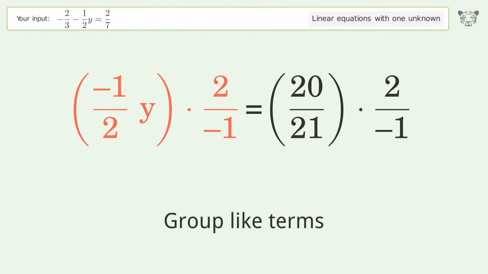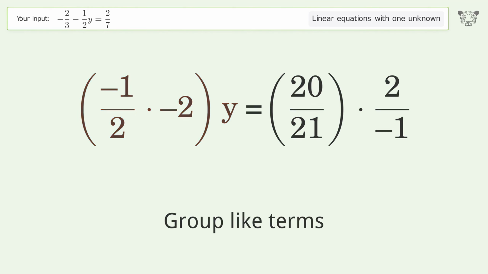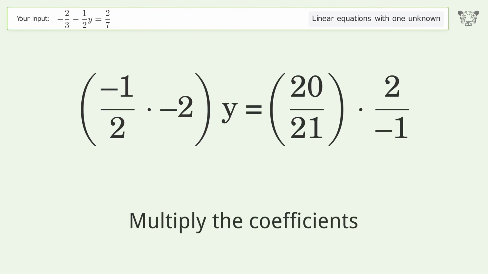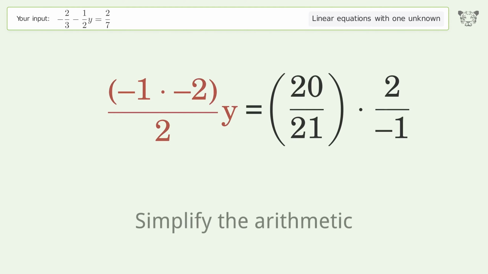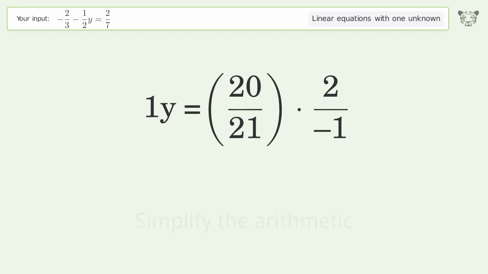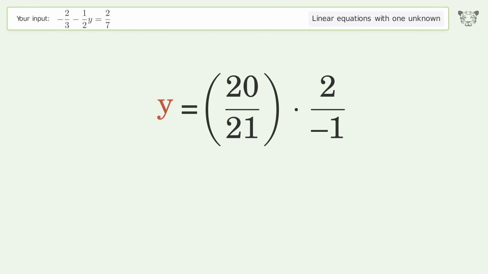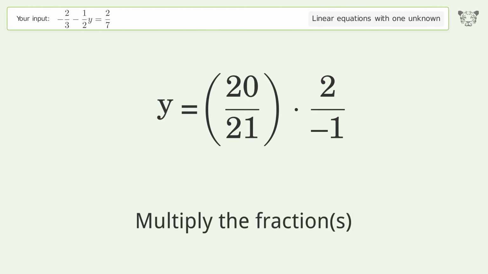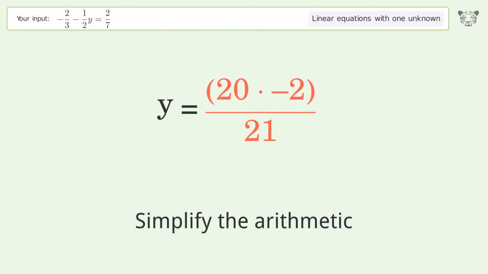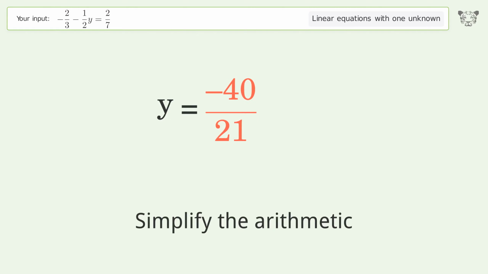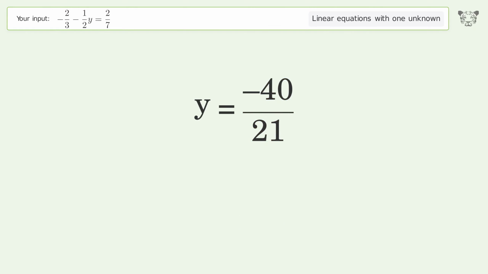Group like terms. Multiply the coefficients. Simplify the arithmetic. Multiply the fractions. Simplify the arithmetic. And so the final result is y equals -40/21.